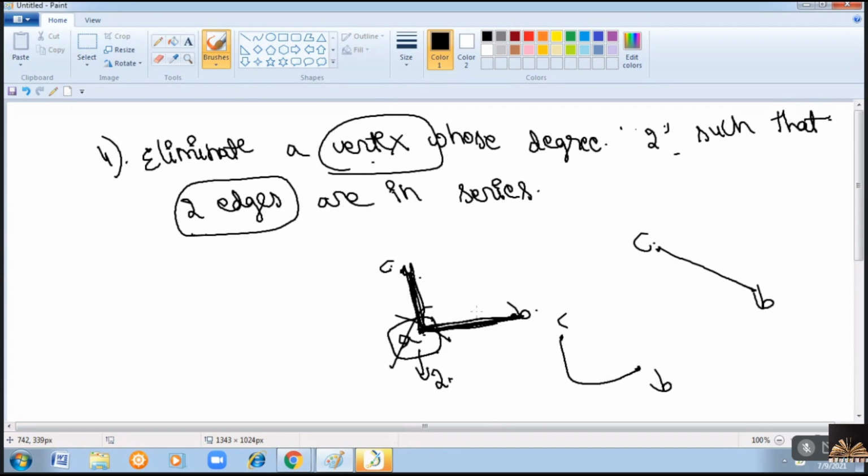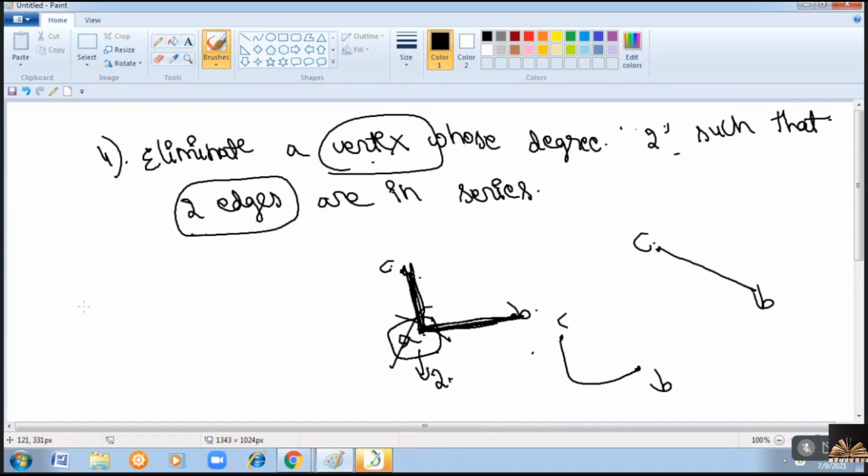And there is step 4 and its previous step. What is its previous step? Its previous step is eliminating the multiple edges. Steps 3 and 4 are to be repeated. You have to repeat all these until all the parallel edges are removed and until all the vertices with degree 2 are eliminated. Now, can anyone tell me what is the need of repeating the third step?